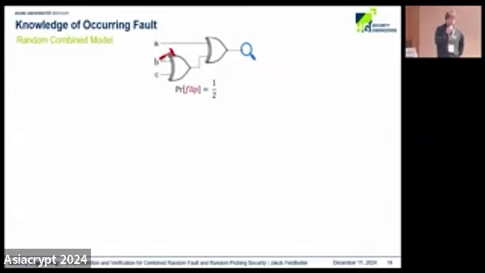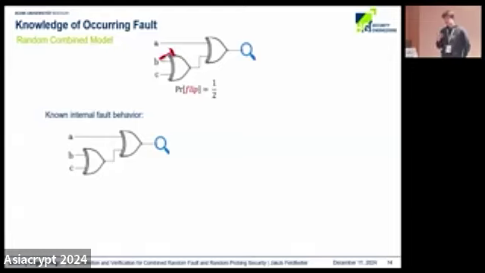Another interesting part of this model is the knowledge that the adversary has about the fault that he injects. If we assume this small circuit here, an XOR chain, where we inject a fault into the first XOR such that we have a bit flip at the output with probability 1/2, and we assume an adversary who knows which fault is injected, so what happens internally in the circuit, then there are two cases.